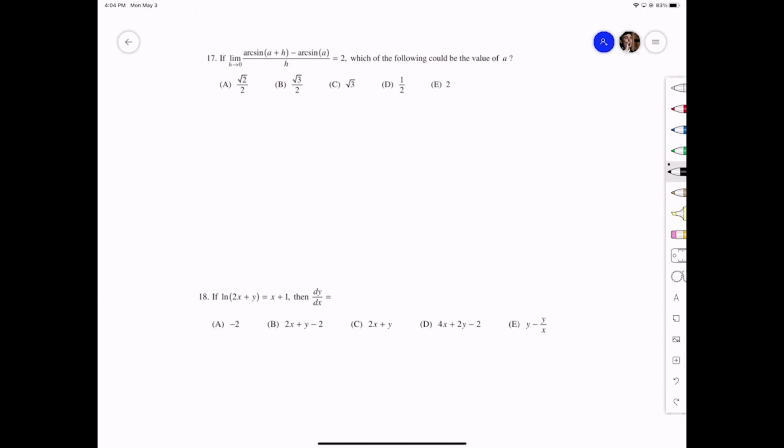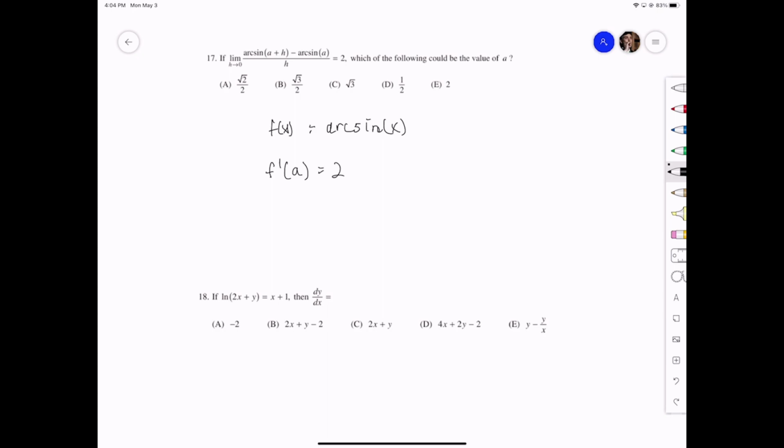All right. So this one, you can notice that it's the limit definition of a derivative, and it looks like arcsine is the function. So arcsine is the function. So we know that this limit is equal to 2. So f prime of a is equal to 2 because a is like the value.